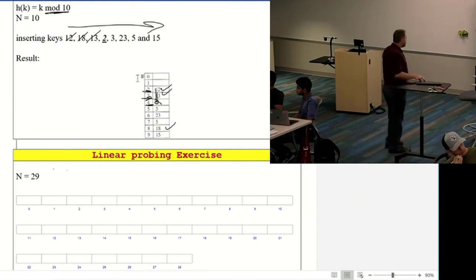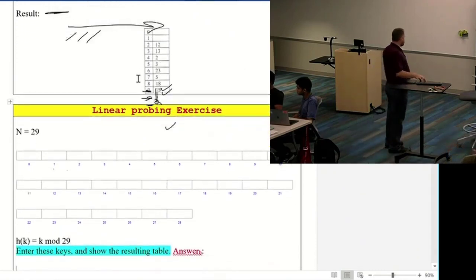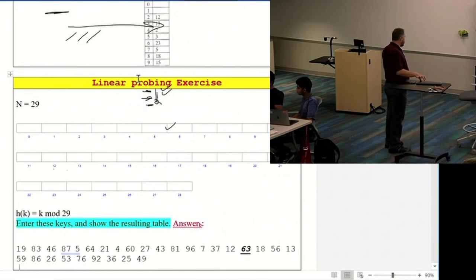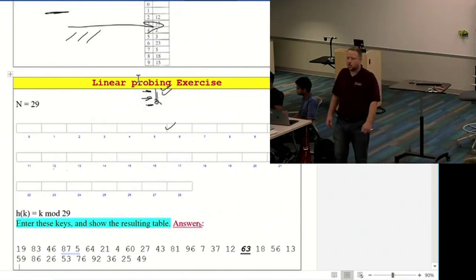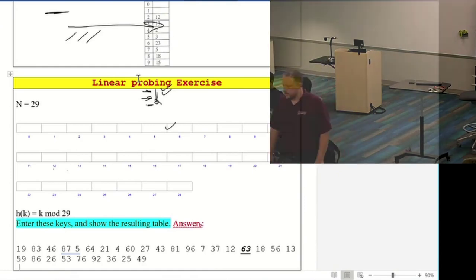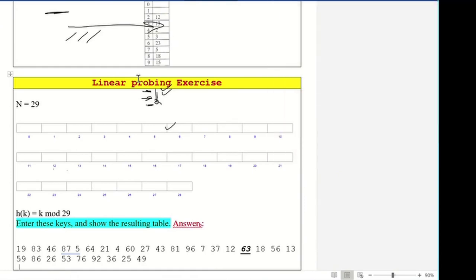All right, so let's see if you're good at it. Same idea. I think it's the same data set, if I'm not mistaken. This time your N is 29. So have at it. Watch how you are probing to find your next available spot, and then go from there.